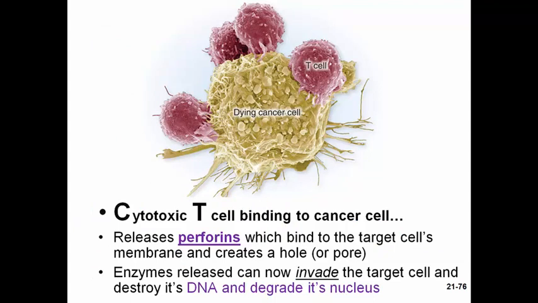So cytotoxic T cells, you see in the figure, binding to a cancer cell. That whole process is going on. Again, it's releasing the porphyrins that make the hole. Then it releases granzymes, which are different enzymes that are cytotoxic. They go to the nucleus and they degrade the DNA, and then the cell begins to break down and degrade. So the porphyrins create the hole or the pore, and the enzymes can invade the target cell, go toward the nucleus, and then target the DNA as it degrades the nucleus of the invading cell, or the cell that's diseased.